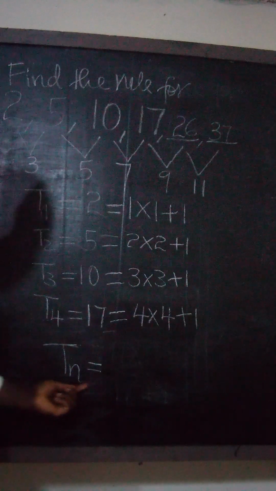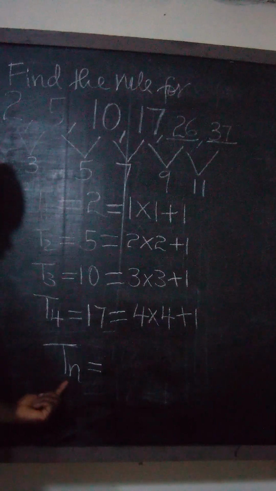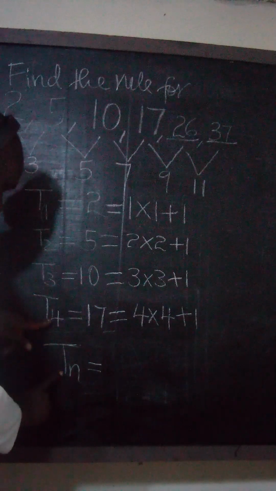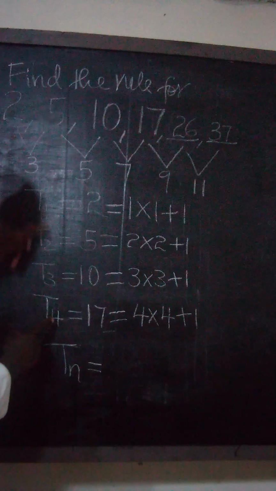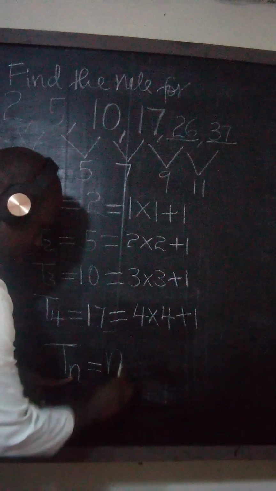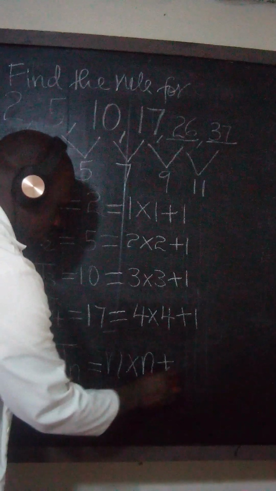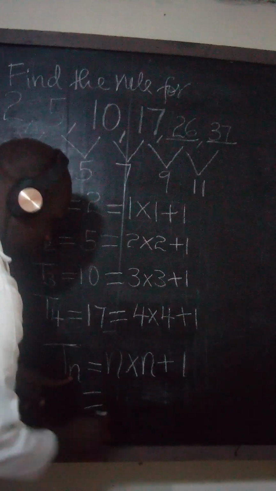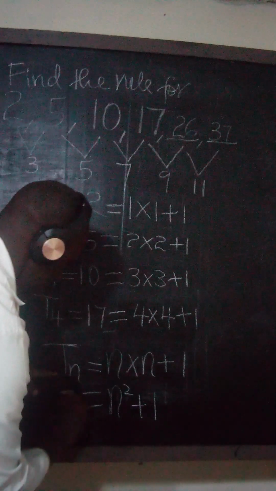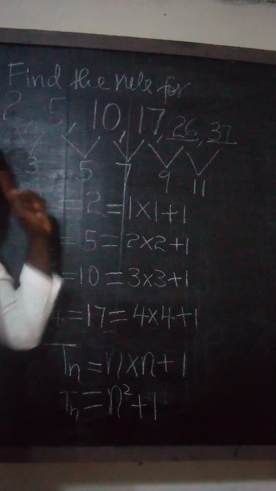And therefore now we can deduce that Tn, the nth term, will be given by, since we have been using the numbers 1, 2, 3, 4, n times n, then plus 1. And therefore this will be n squared plus 1. That is our rule for this sequence.